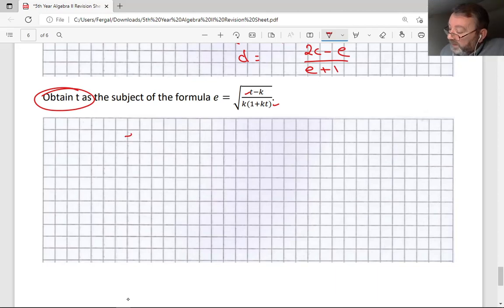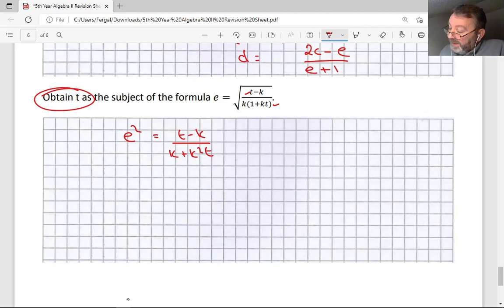And that's going to give me e squared is equal to, and when you square the right hand side, the square root just disappears. So it becomes t minus k over, and I'm going to multiply this bracket out, k plus k squared t. Don't leave brackets unworked, particularly when you're doing manipulations. Brackets tell you work has to be done, so do the work that it asks you to do. What do we ask for?